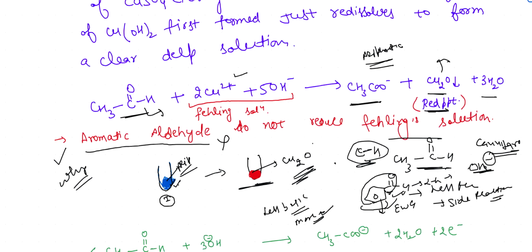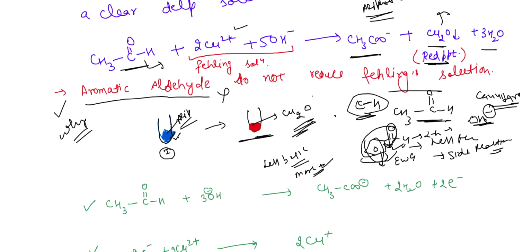So another one is that aromatic aldehydes are less reactive under basic conditions also, because in these aromatic aldehydes, the phenyl ring stabilizes the carbonyl group by resonance, by transferring its pi electrons towards the carbonyl group. So this is the reason why aromatic aldehydes do not reduce Fehling solution.